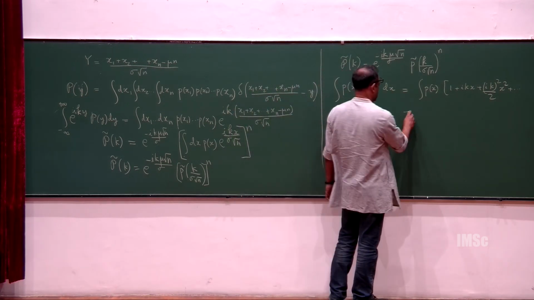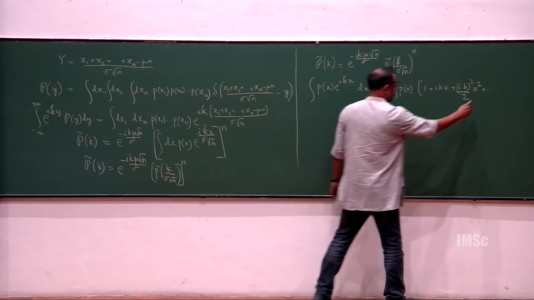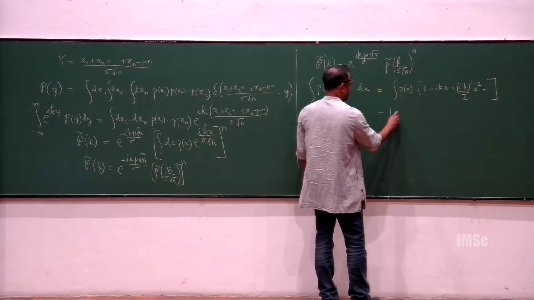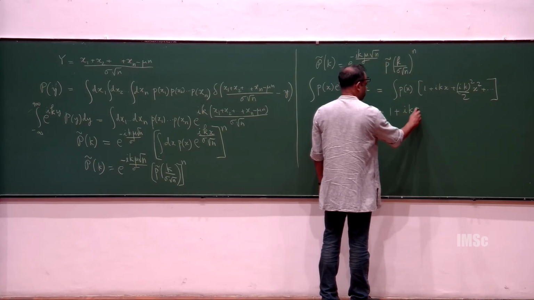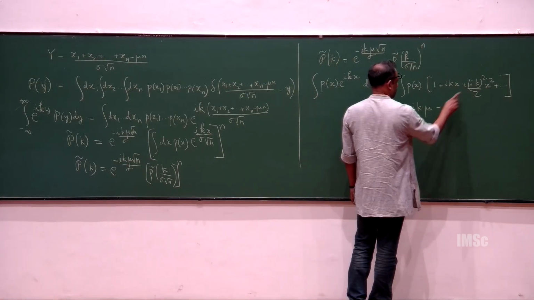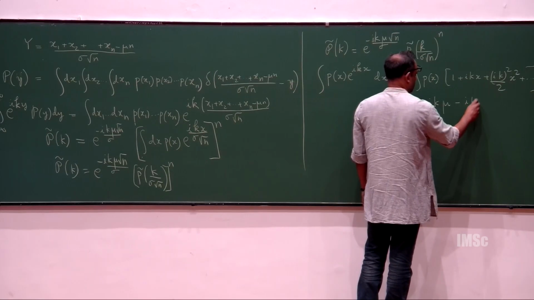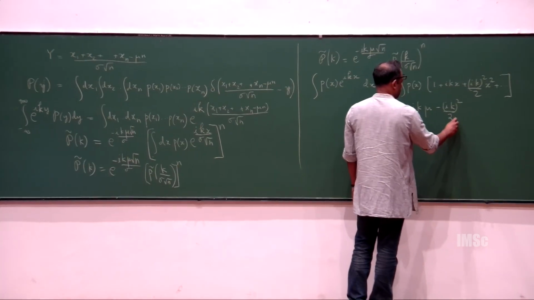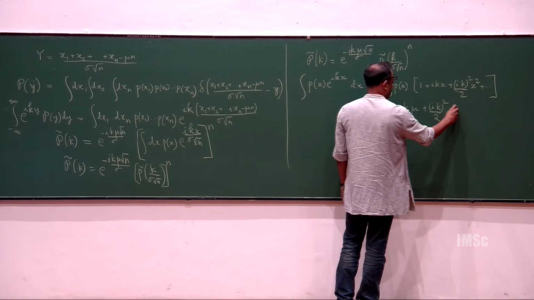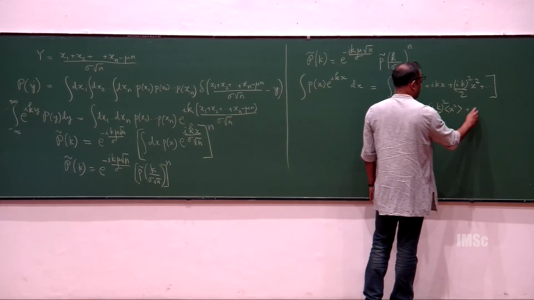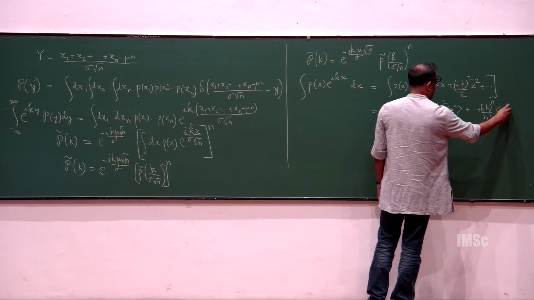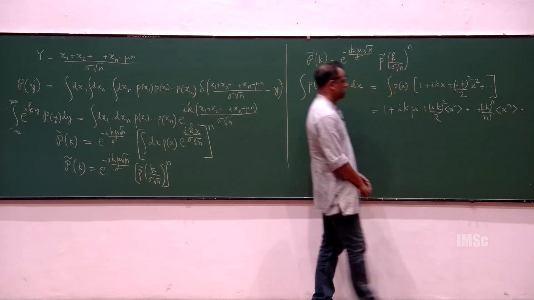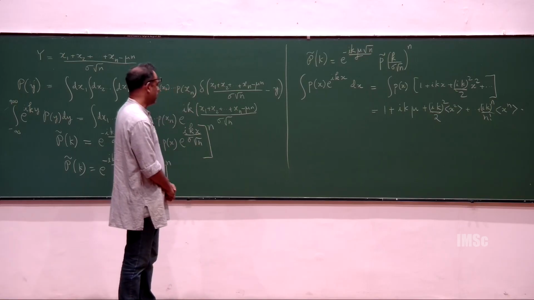So this becomes, first one is p of x into 1 integral, which is 1, plus I k expectation value of x, which is mu, minus I k the whole square by 2 factorial times x square average. In general, I k to the power n by n factorial. So that is how the Fourier transform looks like.